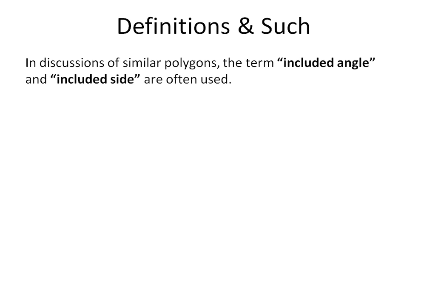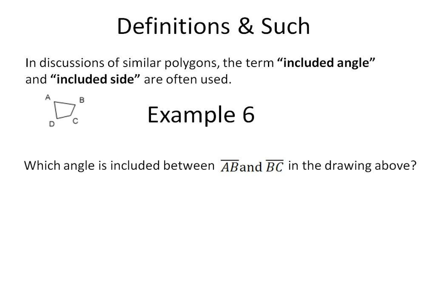In discussions of similar polygons, the terms included angle and included side are often used. Okay, so you need to know what those look like. Here's one quadrilateral, ABCD, and so example 6, they want to know which angle is included between side AB and side BC in the drawing above. Okay, so if you look at this, the angle that's between those two is angle B.